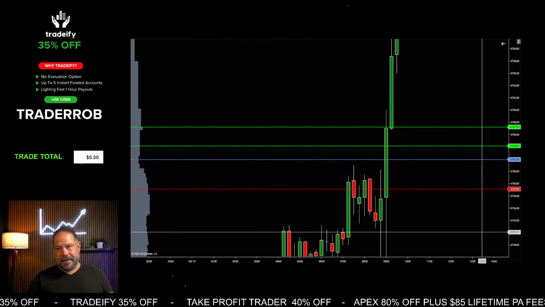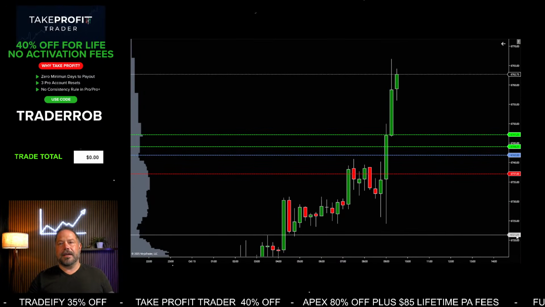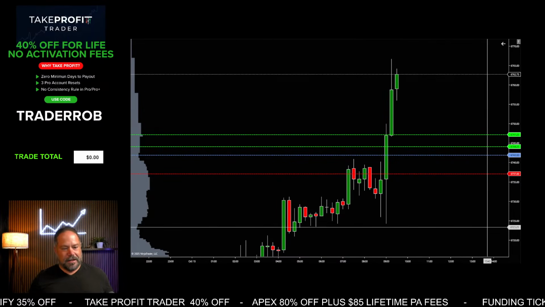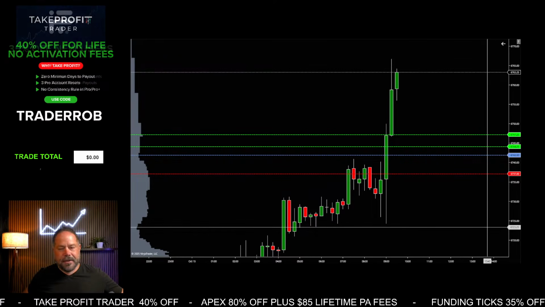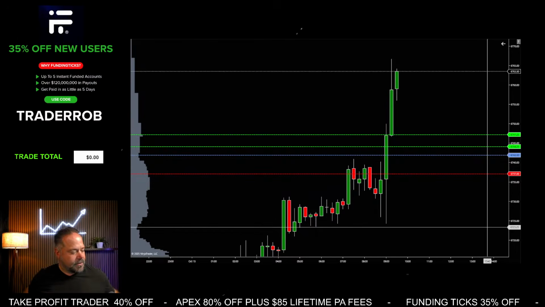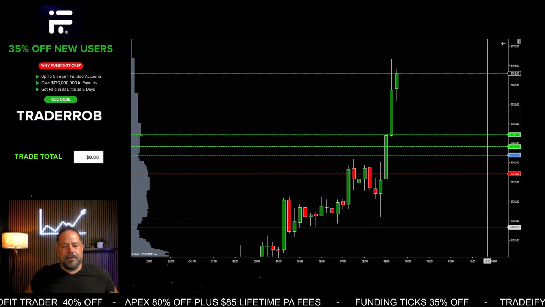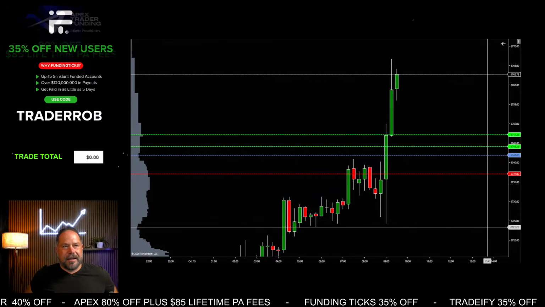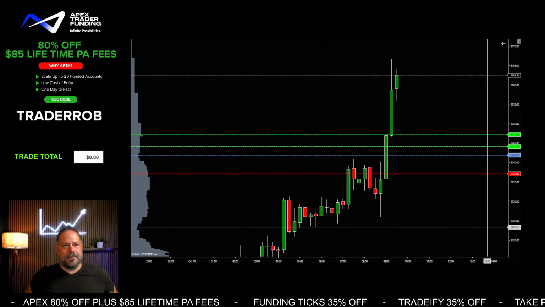And then the last piece of the puzzle for my setups in price action is the footprint charts. Probably, it's a big statement, for me probably the most undervalued, underutilized tool that you can use in trading.